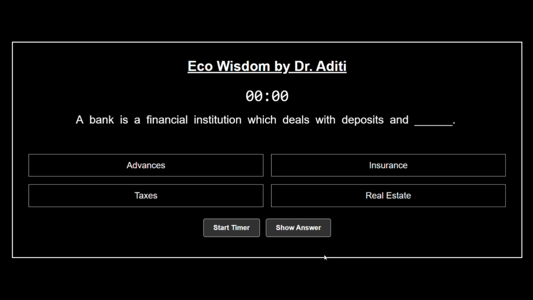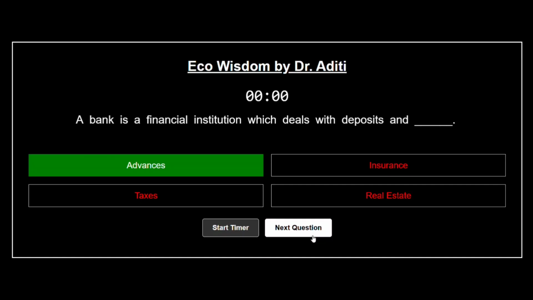Let's see the correct answer now. Advances. A bank is a financial institution which deals with deposits and advances. Deposits is basically the money that people deposit or keep in the banks, and advances is more like loans that banks give out of the deposits that people have kept. So that's the correct answer. Now let's move on to the next question.